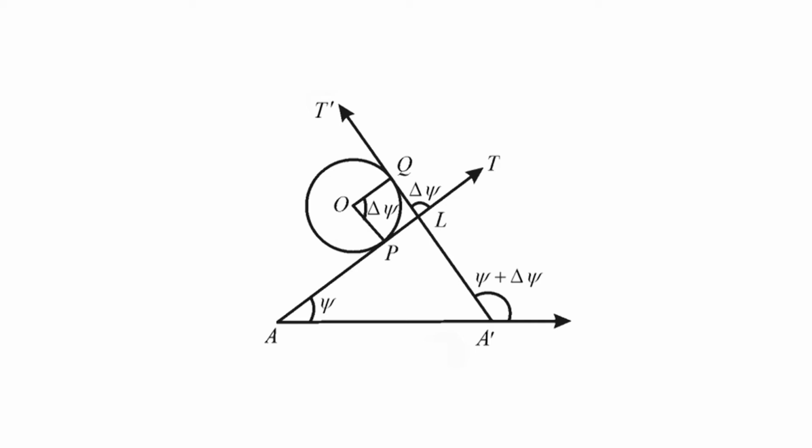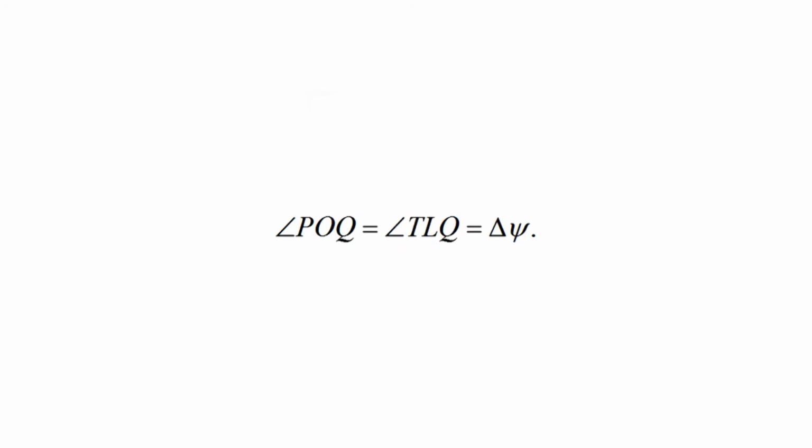Let PT and QT′ be tangents at the points P and Q respectively. Also let the meeting point of the tangents PT and QT′ be the point L. Then from the figure we have angle POQ is equal to angle TLQ, which is equal to Δψ.